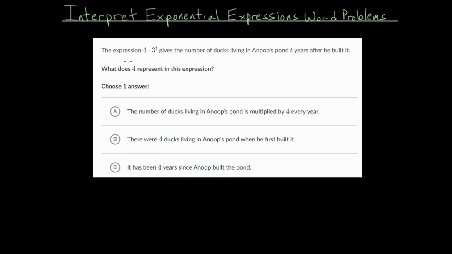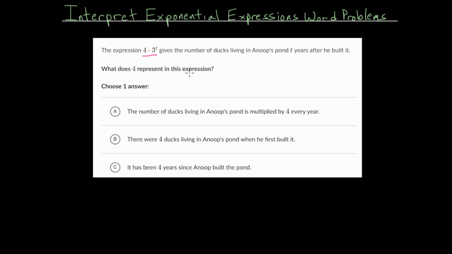So for this first problem, the expression 4 multiplied by 3 raised to the t power gives the number of ducks living in Anoop's pond t years after he built it. So we need to determine what does 4 represent in this expression. And we're going to be given multiple choice here.